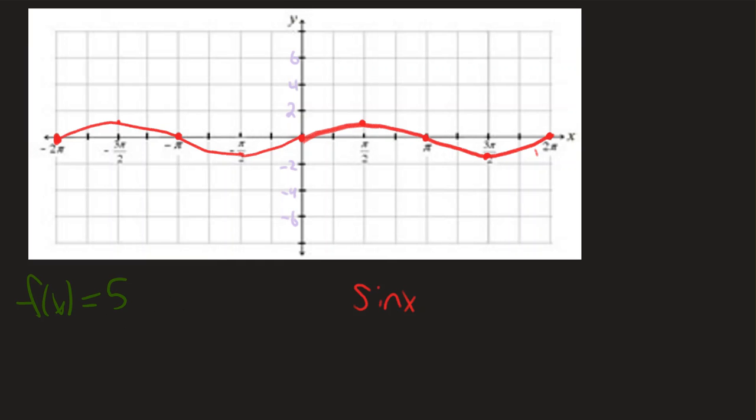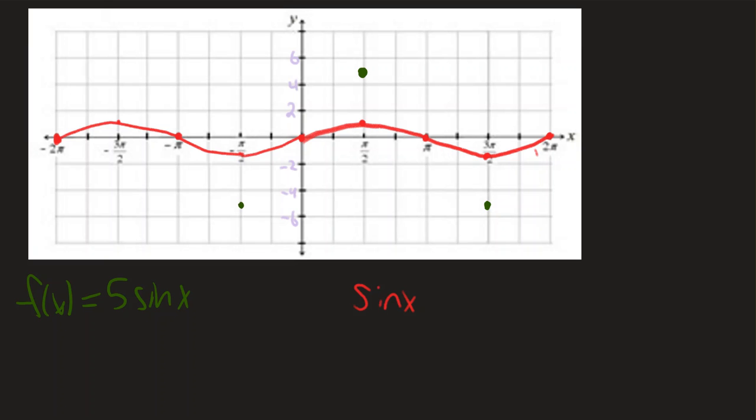So hopefully you've had enough practice now to know that changing a changes the amplitude. This has an amplitude of 1, which means it goes up to 1 and down to negative 1 if you don't vertically shift it. Or it means that half the distance between the min and the max is 1. And now we're changing it to 5. So instead of going up to 1, in that same location it's going to go up to 5. Instead of going down to negative 1, now it's going to go down to negative 5.